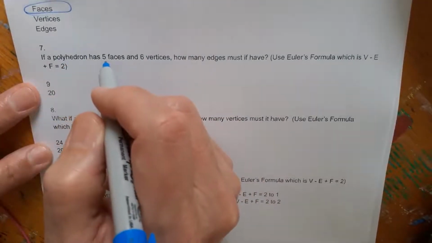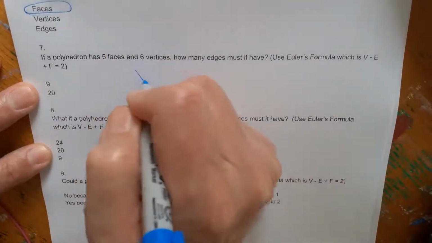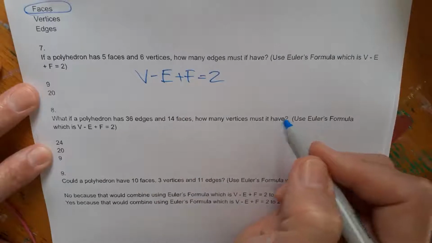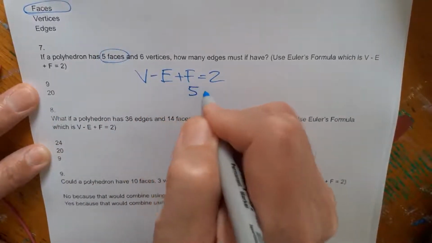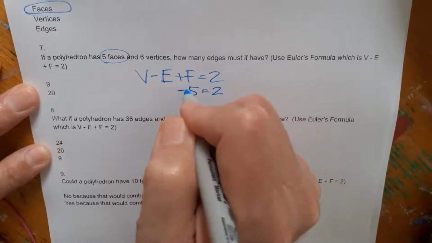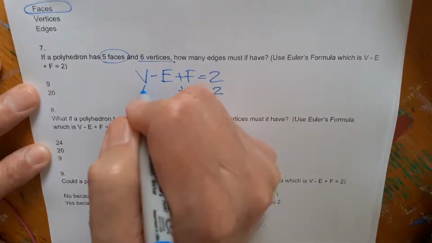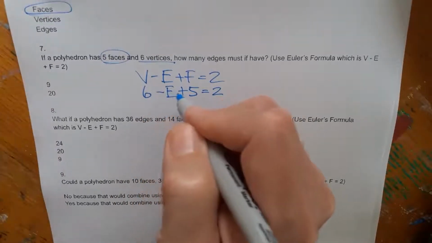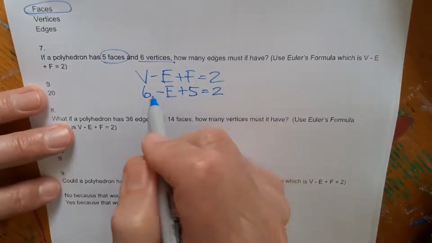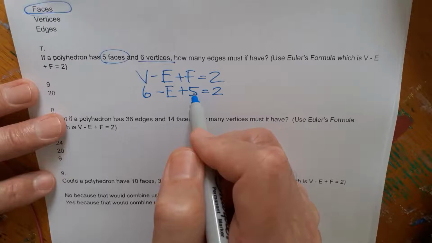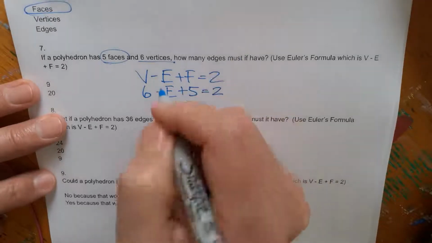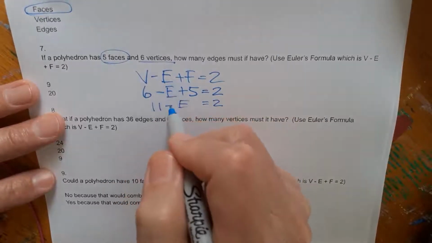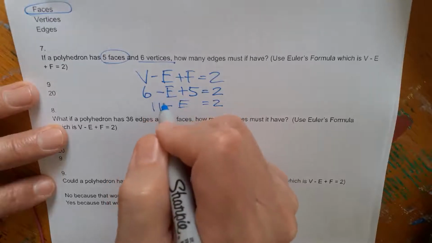Yep. If a polyhedron has 5 faces, 6 vertices, how many edges must it have? So let's start with V minus E plus F equals 2. That's what we're starting with, Euler's formula. We're told we have 5 faces, so let's put a 5 in here. 6 vertices, so putting 6 in here. Minus E. E is our variable, we're just going to solve for that. A 6 and a 5 are combined like terms. 6 and 5 is 11. What we have here is 11 minus E equals 2. Make sure to maintain the minus on the E, because that can't go anywhere yet.